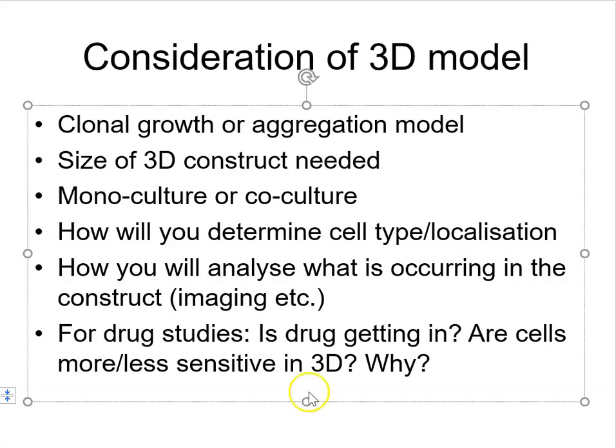So we'll talk about different experiments that can be done with 3D cell culture in the tutorial later this week. Okay, that's it from me.